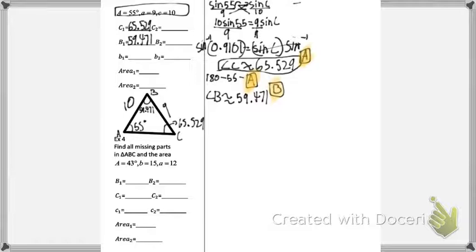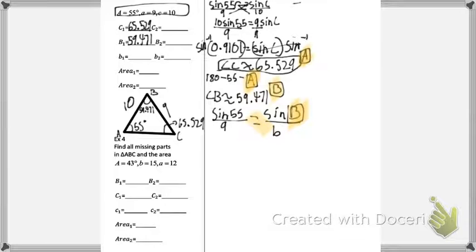Now to find side B. So we do sine 55 over 9, and sine letter B over B. Let's highlight this. And sine letter B is the angle of B.